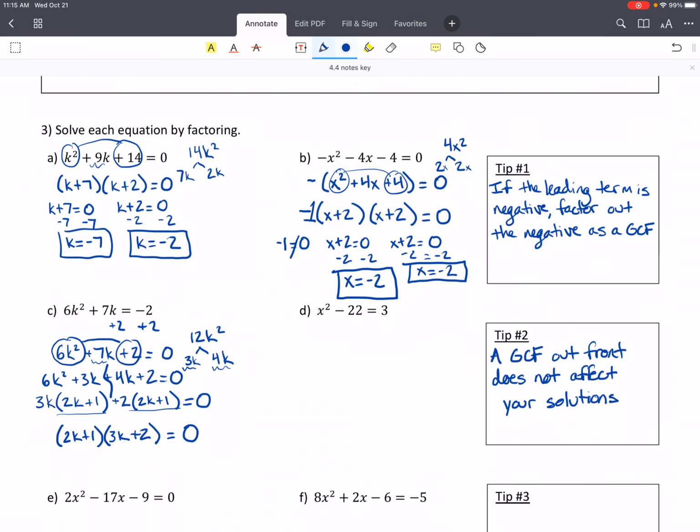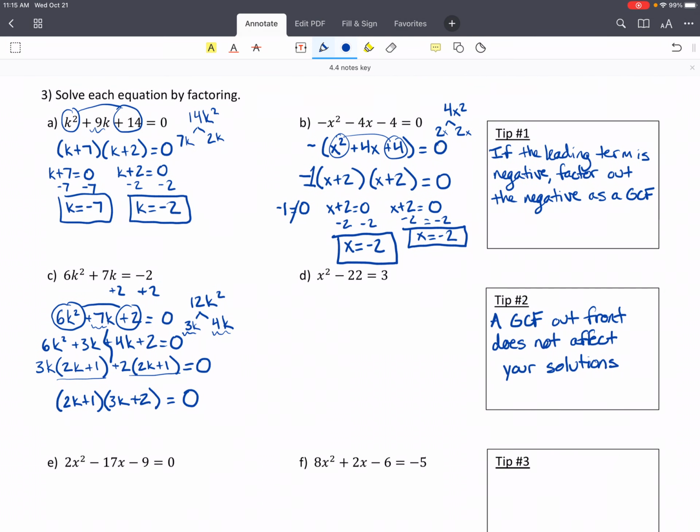So that's the factoring part of it. Now, the zero product property says that I have two things that multiply to be 0, so I know that one of them has to be 0. So I keep solving. 2k equals -1.